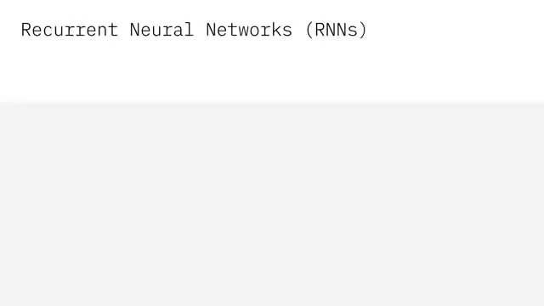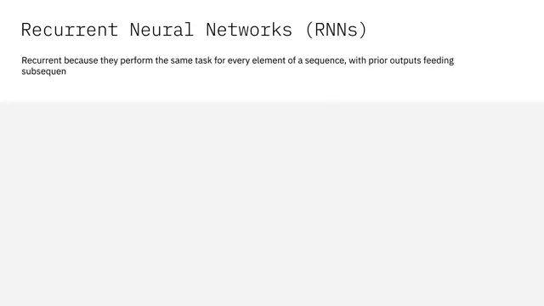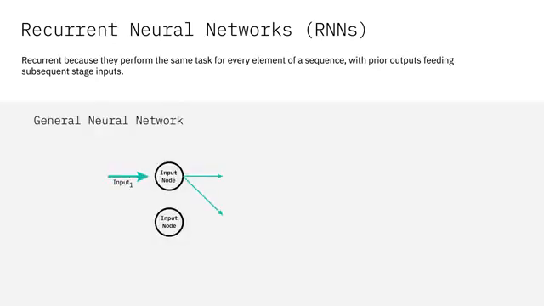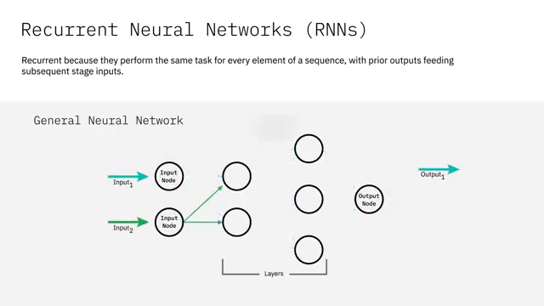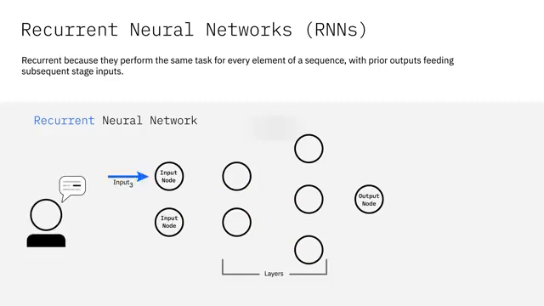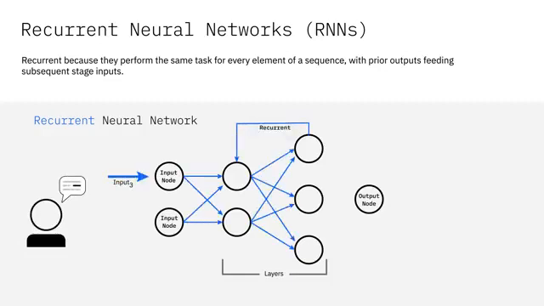Recurrent neural networks, or RNNs, are recurrent because they perform the same task for every element of a sequence, with prior outputs feeding subsequent stage inputs. In a general neural network, an input is processed through a number of layers, and an output is produced with an assumption that the two successive inputs are independent of each other. But that may not hold true in certain scenarios. For example, when we need to consider the context in which a word has been spoken. In such scenarios, dependence on previous observations has to be considered to produce the output.